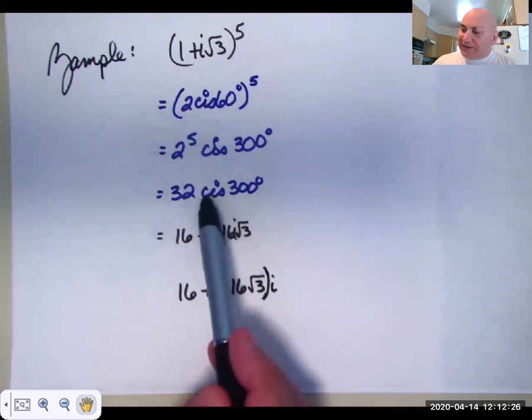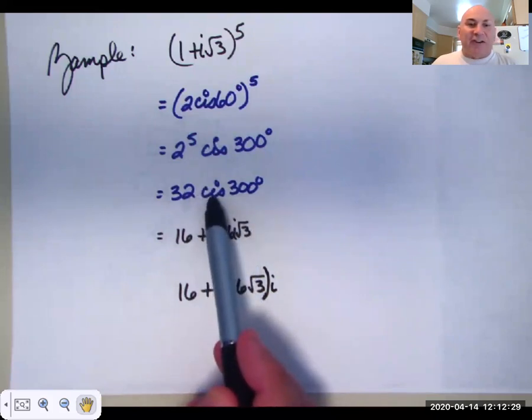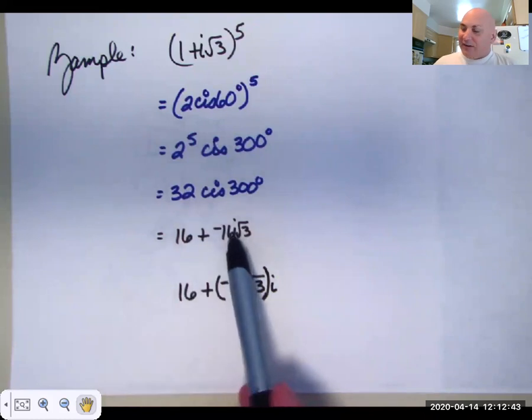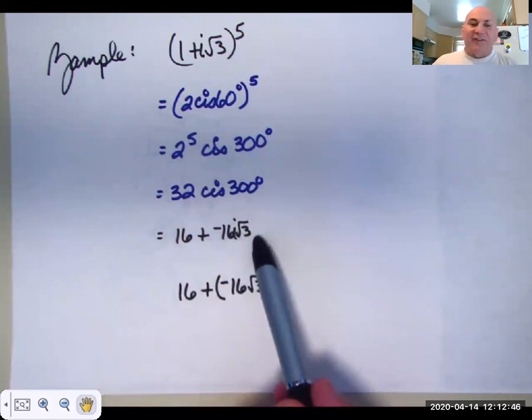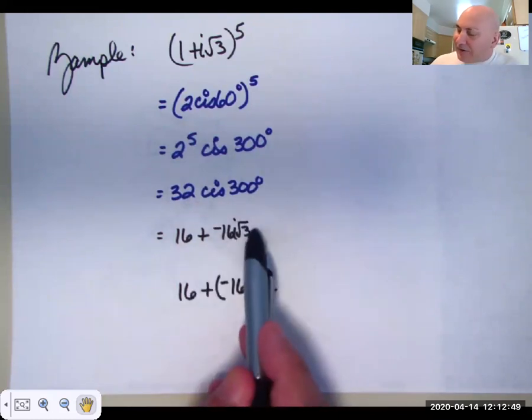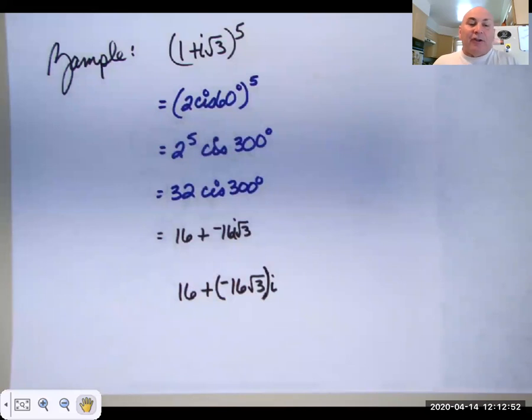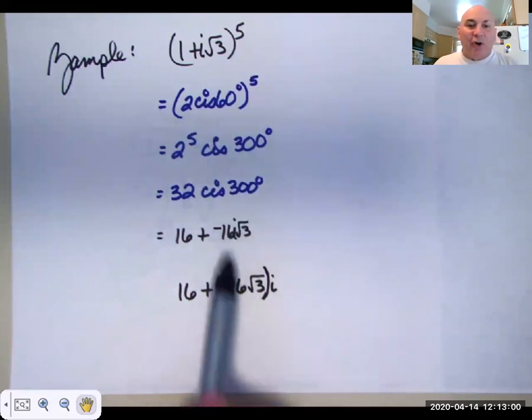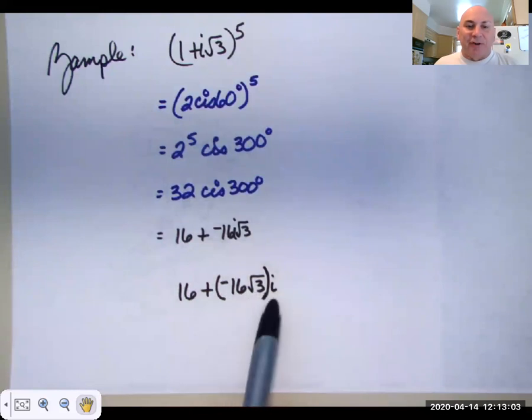If you write this now, expand this as cosine 300 degrees plus i sine 300 degrees. 32 times the cosine of 300 degrees is 16. 32 times the sine of 300 degrees is negative 16 root 3. So it'd be negative 16 root 3 times i. We don't like to put the i out here because then it might not be clear: does the i belong under the radical or not? So you have two choices. You can put the i in front of the radical, or you can put parentheses around this number to show that the whole quantity is multiplied by i.